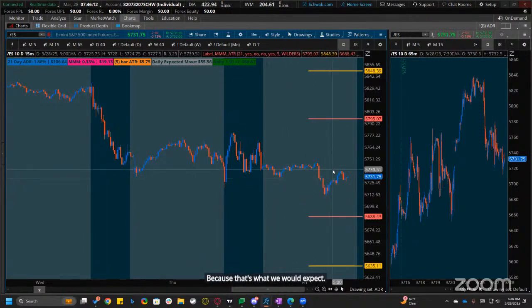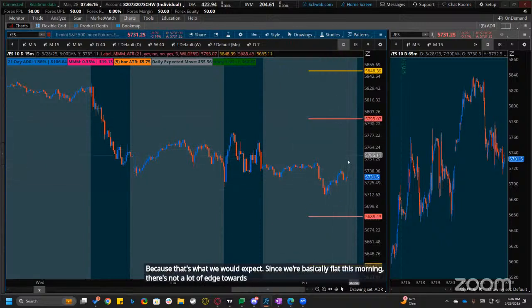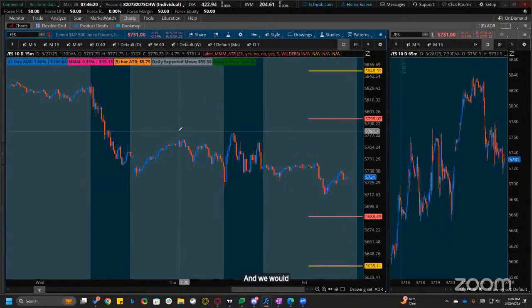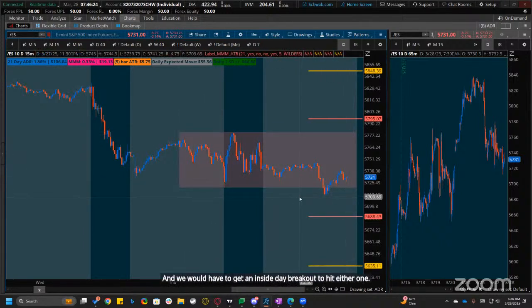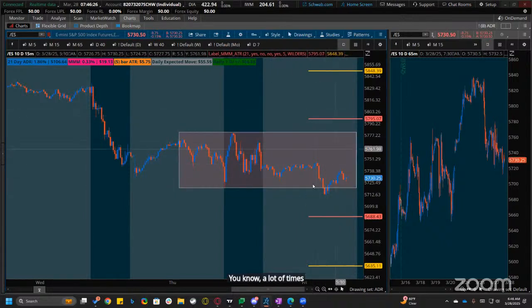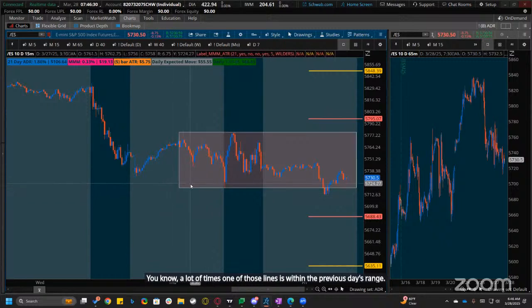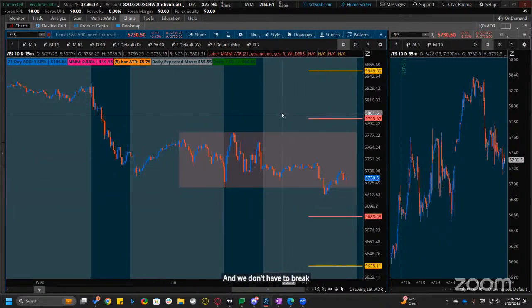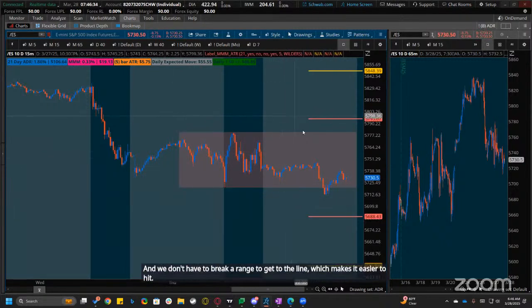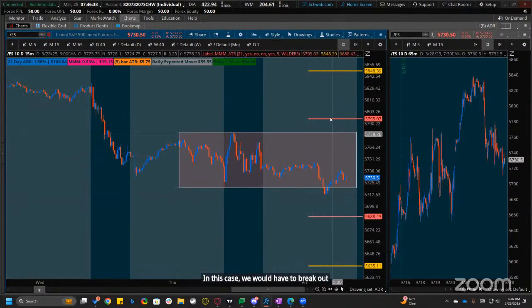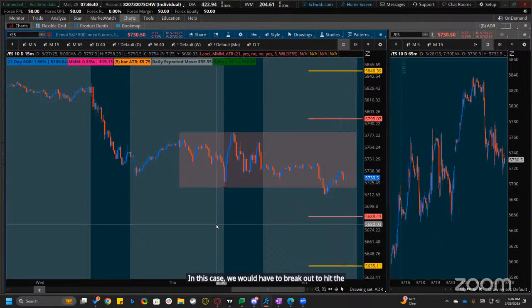Since we're basically flat this morning, there's not a lot of edge towards which one of these lines we would hit first. And we would have to get an inside day breakout to hit either one. You know, a lot of times, one of those lines is within the previous day's range, and we don't have to break a range to get to the line, which makes it easier to hit. In this case, we would have to break out to hit the red line no matter which direction we go.